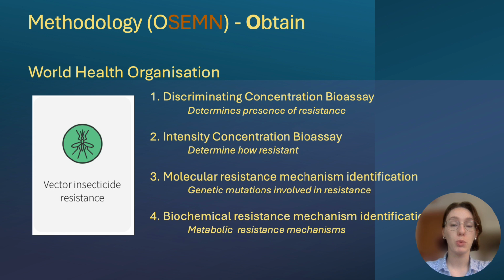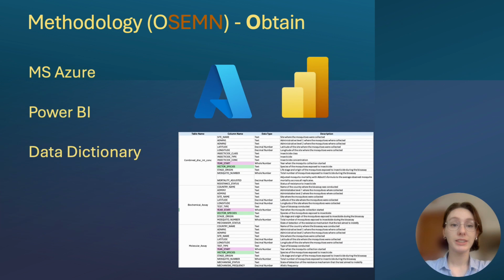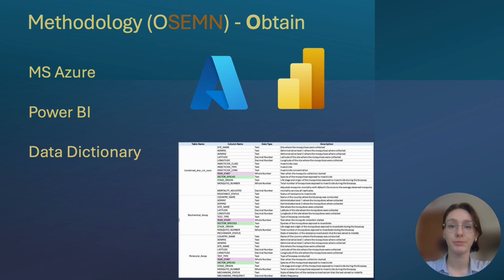I got my dataset from the World Health Organization, and I selected 4 main datasets to provide a comprehensive overview of the significant issue of mosquito insecticide resistance. The first 2 datasets provide resistance status, and the other 2 explore the mechanisms underlying resistance. Since I am working with Mac OS, I used a Microsoft Azure virtual machine to run Power BI on. I downloaded the data onto the machine and loaded it into Power BI. I then created a data dictionary to improve overall data understanding.